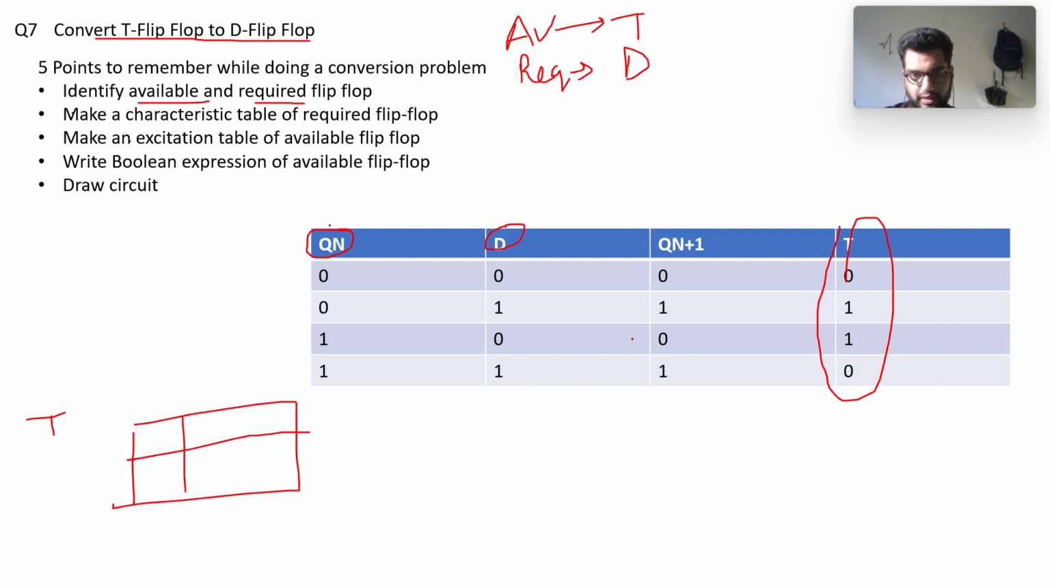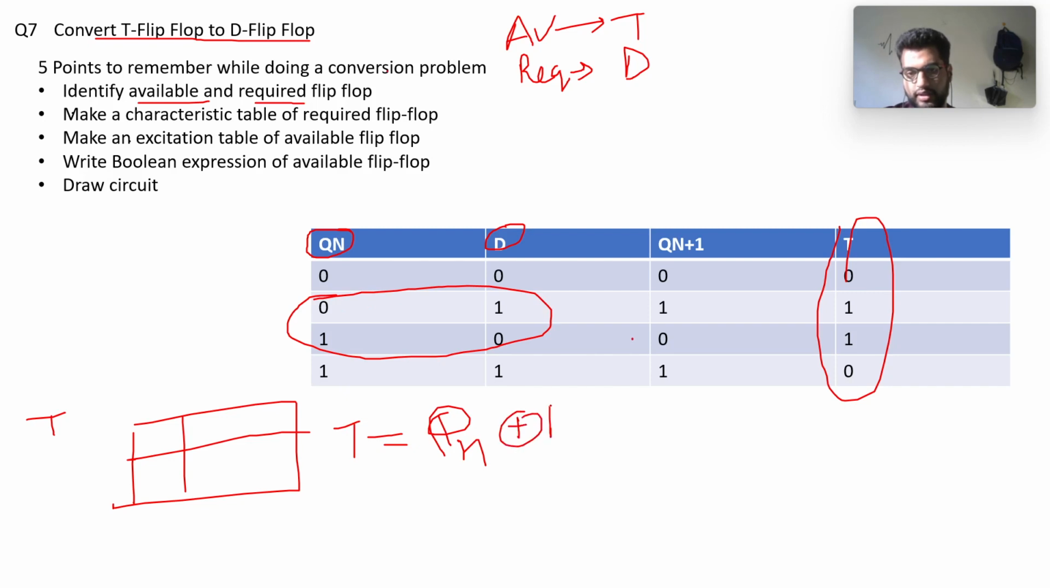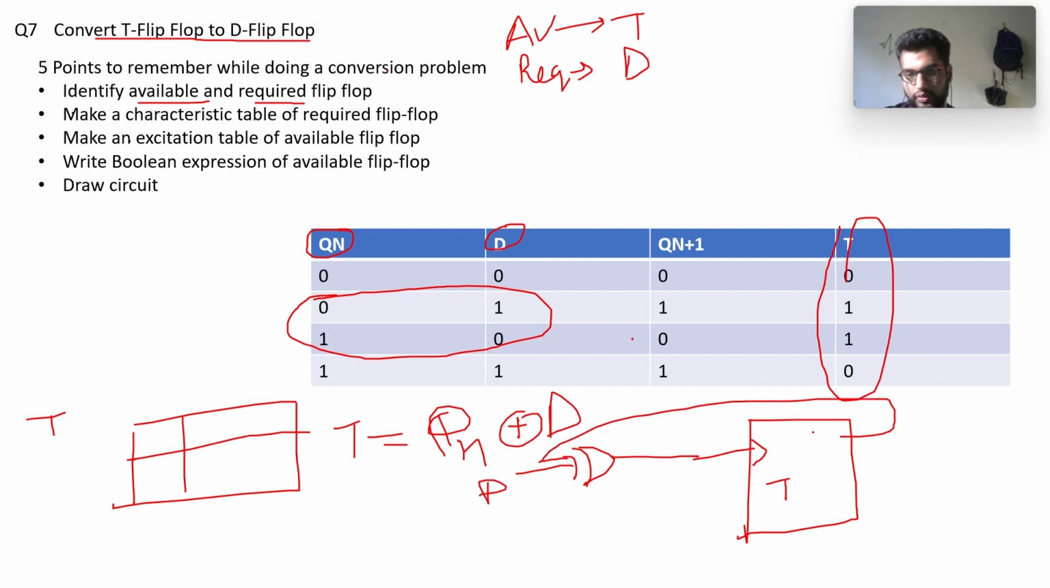So it's simply, I don't need to elaborate it like this. So T is 1 for this case, that is the XOR operation between Qn and D. You can simply write down T is equal to Qn XOR with D. So your flip-flop will be something like this. So T is your available, here is your XOR gate, this is D, and the other input is your Qn.